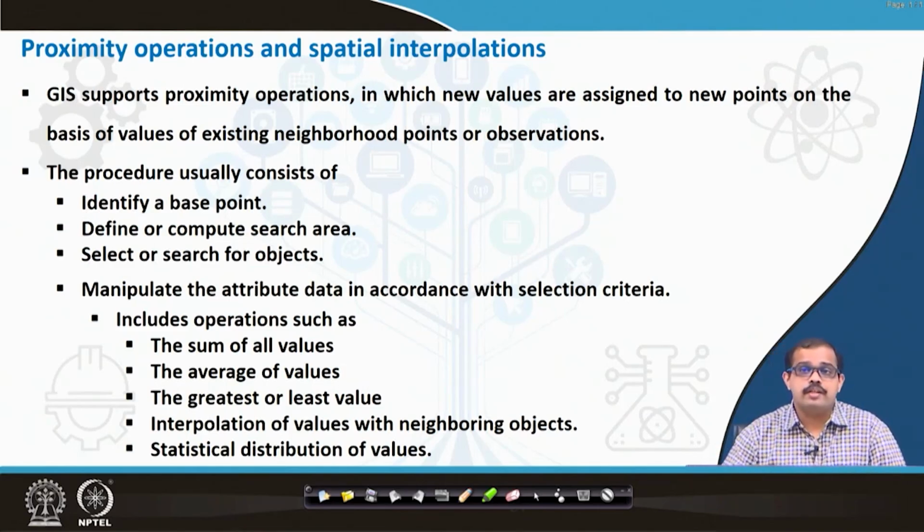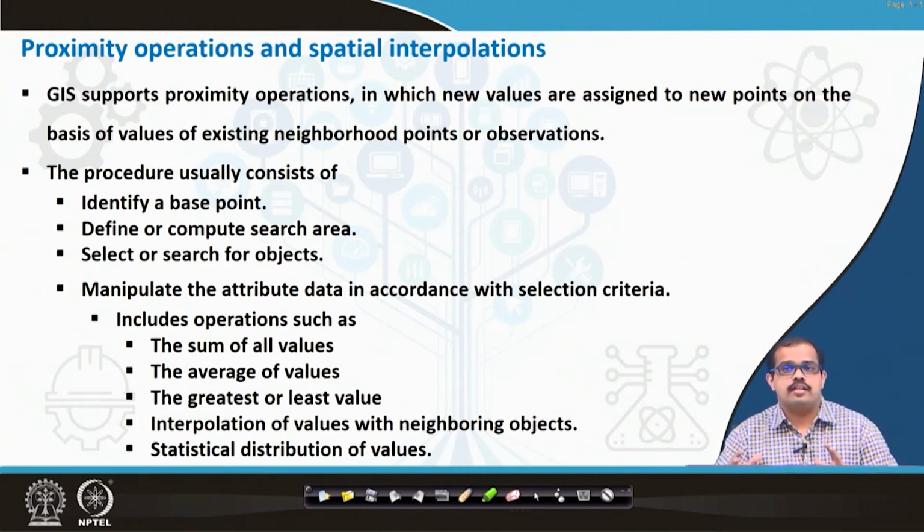Then there is a proximity operation. So, proximity operations and spatial interpolations are very well known tools or systems in any spatial GIS. So, GIS supports proximity operations in which new values are assigned to new points on the basis of value of the existing neighborhood points or observations.